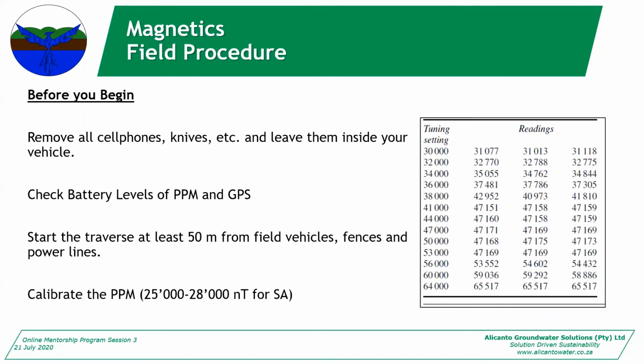But if you want to do a manual calibration, you'll set it to 30,000 and you'll do 3 readings. And you'll see they vary by quite a lot here. And you go up 2,000 at a time, do your 3 readings and see which one varies the least. And in this case, it is 47,000 for your base reading. You get a variation of about 2 nanotesla per reading.